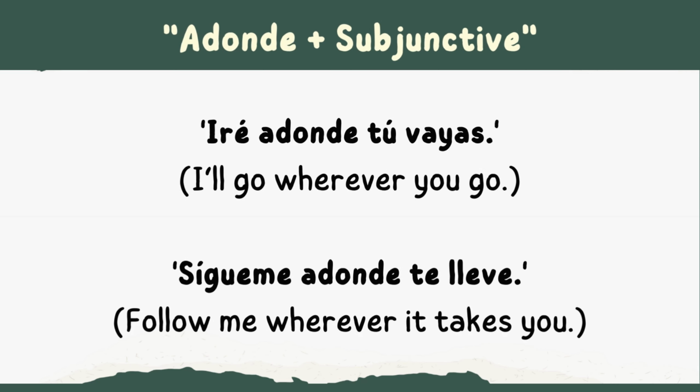Finally, adonde. Use adonde with the subjunctive when talking about an uncertain destination. For example, iré adonde tú vayas. I'll go wherever you go. Sígueme adonde te lleve. Follow me wherever it takes you. Here, the destination is uncertain or unknown.